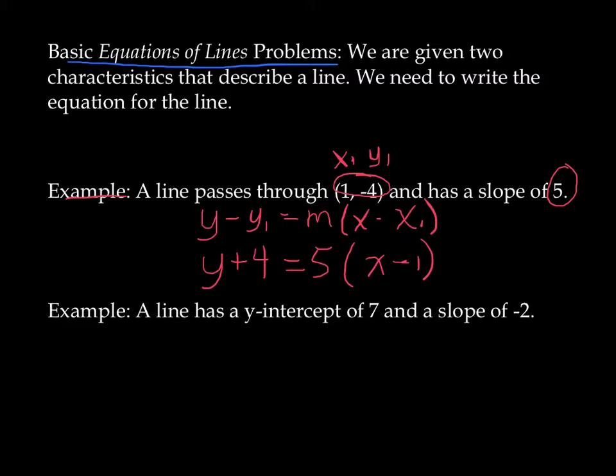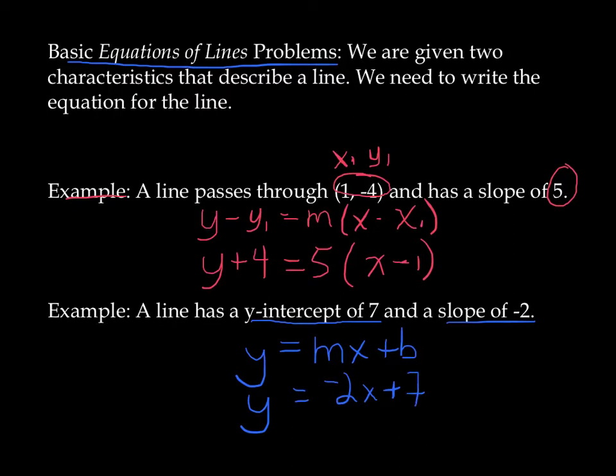Similarly, in the next example, we have a y-intercept of 7 and a slope of -2. The y-intercept form, y equals mx plus b. Okay, so that can be written as y equals -2x plus 7. See the earlier videos for more examples of this kind of stuff.